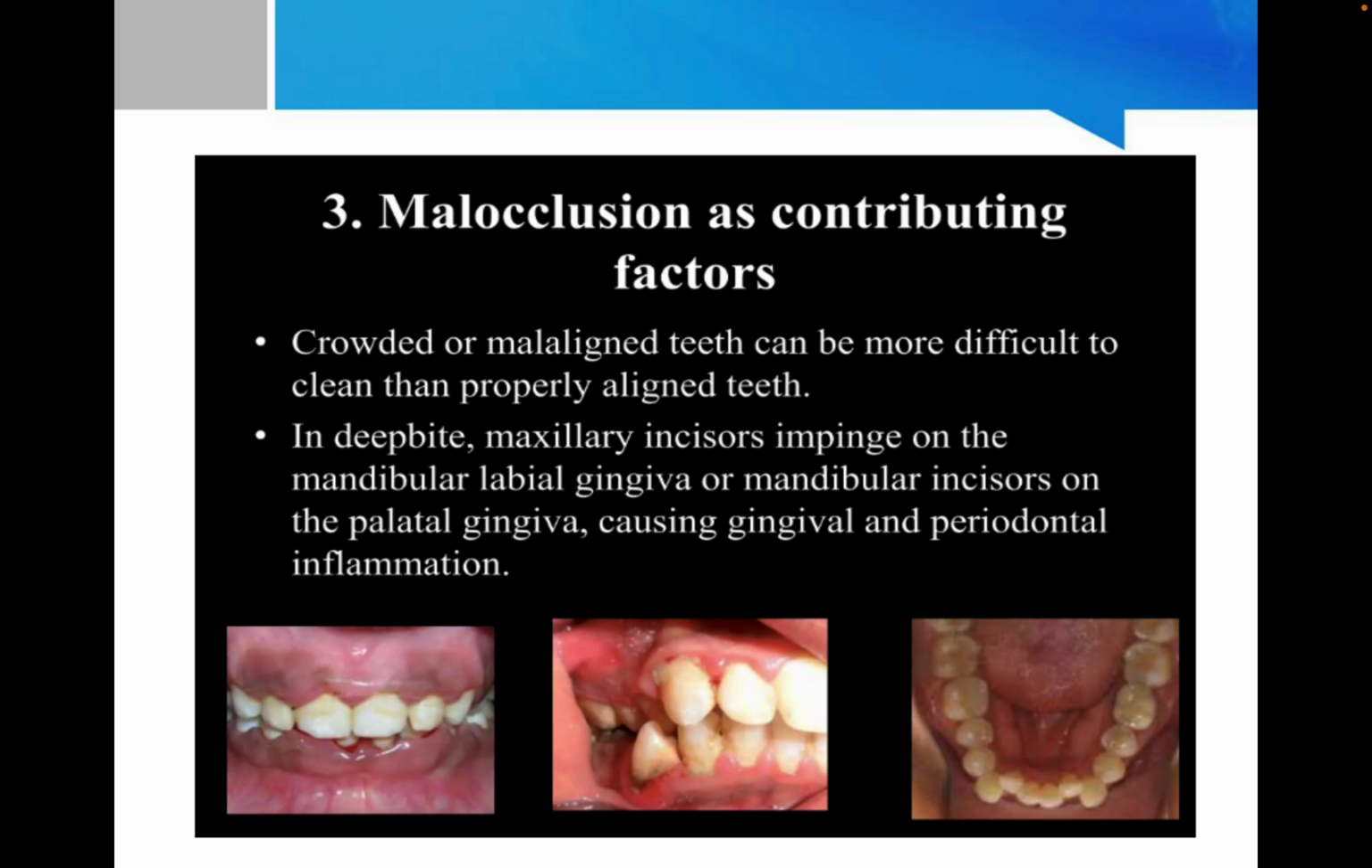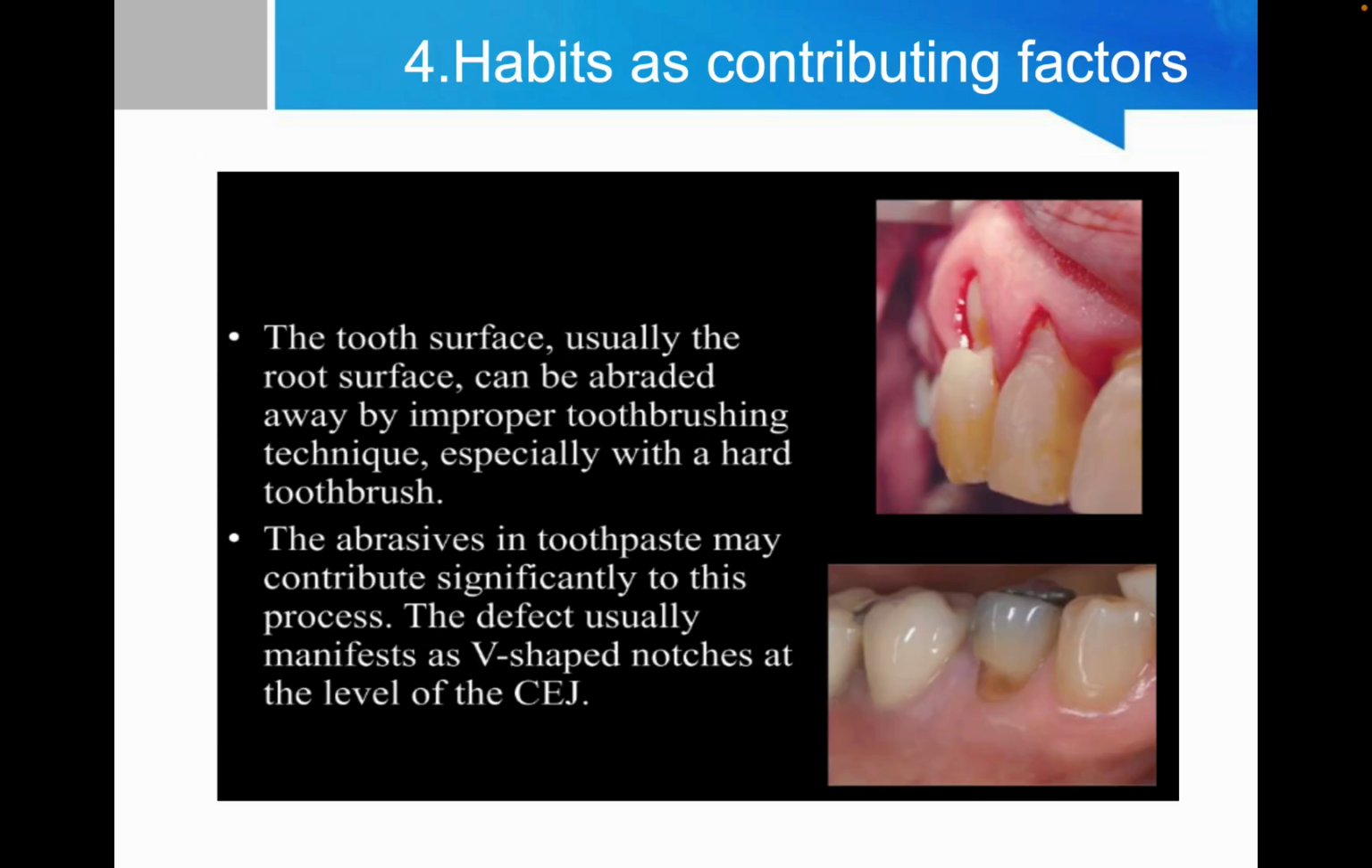Malocclusion can also act as a contributing factor. Crowded or malaligned teeth can be more difficult to clean than properly aligned teeth. Now coming to the habits as contributing factors. The tooth surface, usually the root surface, can be abraded away by improper toothbrushing technique, especially with a hard toothbrush. The abrasives in toothpaste may contribute significantly to this process.